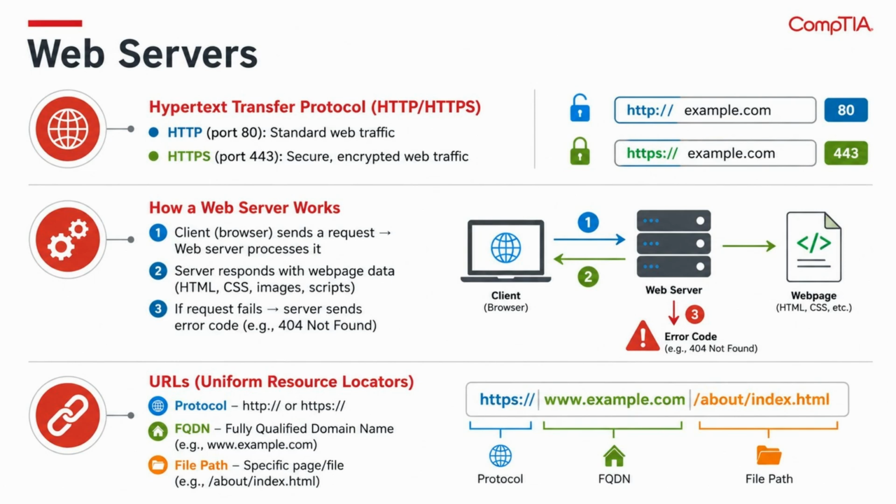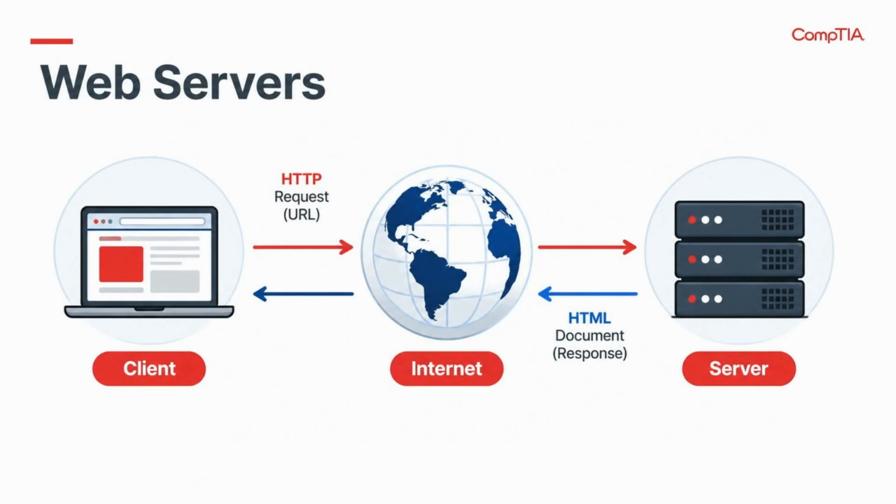A URL breaks into three parts: the protocol, HTTP or HTTPS, the fully qualified domain name, like www.example.com, and the file path, like /about/index.html. Here's a look at how a web server actually handles a request end-to-end, from the browser's initial ask through to the page loading in front of you.